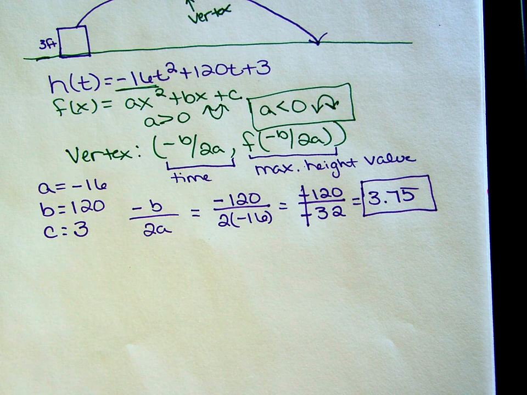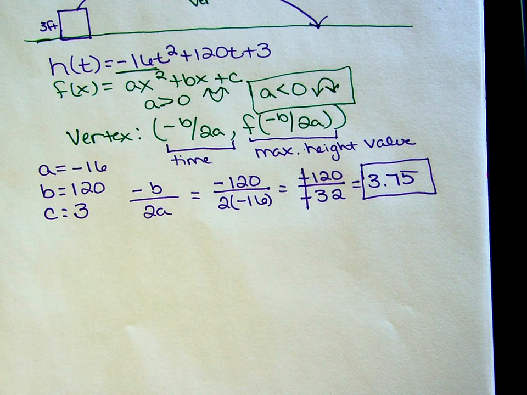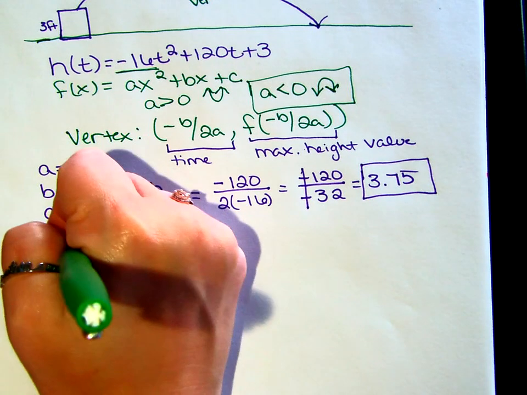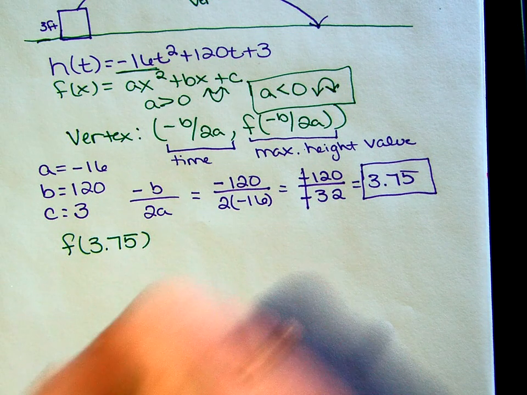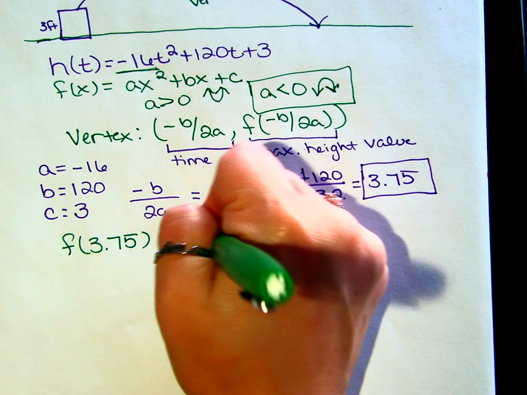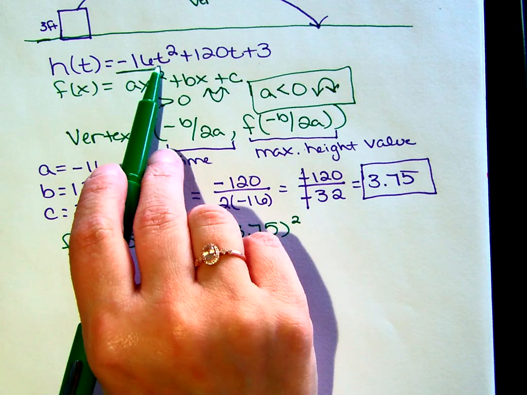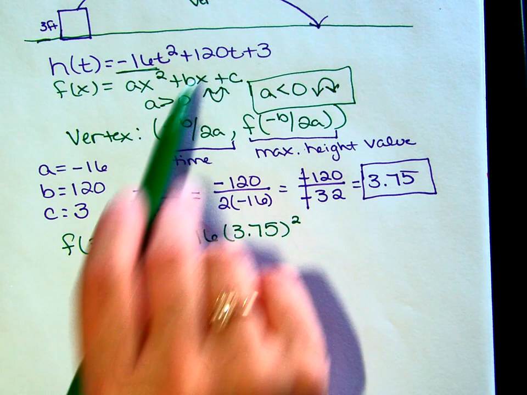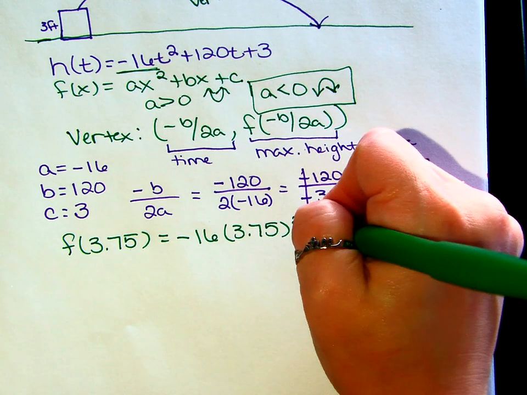On Pearson, it will tell you exactly how many places to round to, just so you know. So that's half of it. Now we have to find f of the 3.5. Or 3.75, excuse me. I misspoke. So I would have negative 16 times the 3.75 squared. I'm just plugging in that 3.75 anywhere in our original function that there's a t, because that is the time.